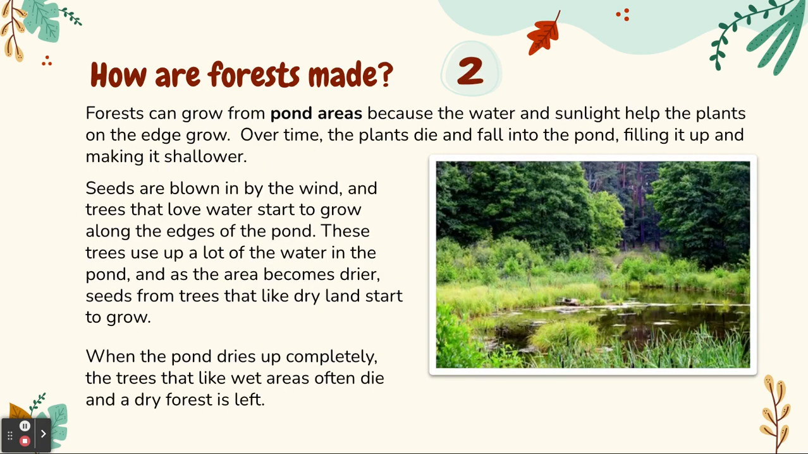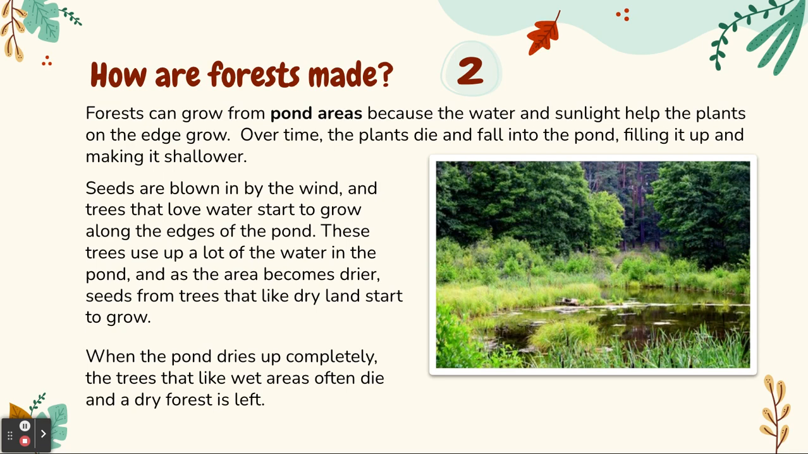Another way that forests are made is that they can grow from pond areas. This is because the water and sunlight help the plants on the edge of the pond grow. We know that plants and trees need and love both water and sunlight. Over time, the plants die and fall into the pond, filling it up and making it shallower. Seeds are blown into the shallow pond by the wind, and then the trees that love water start to grow along the edges of the pond.